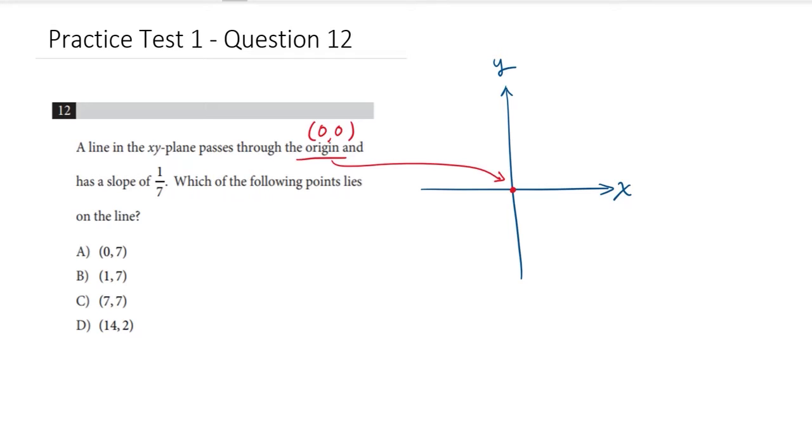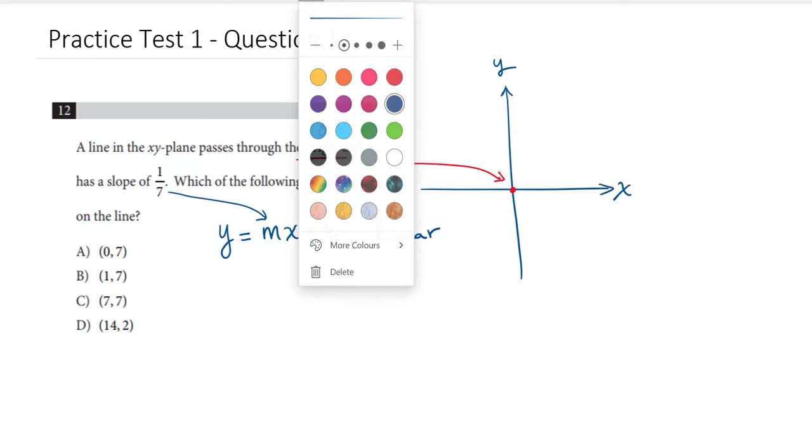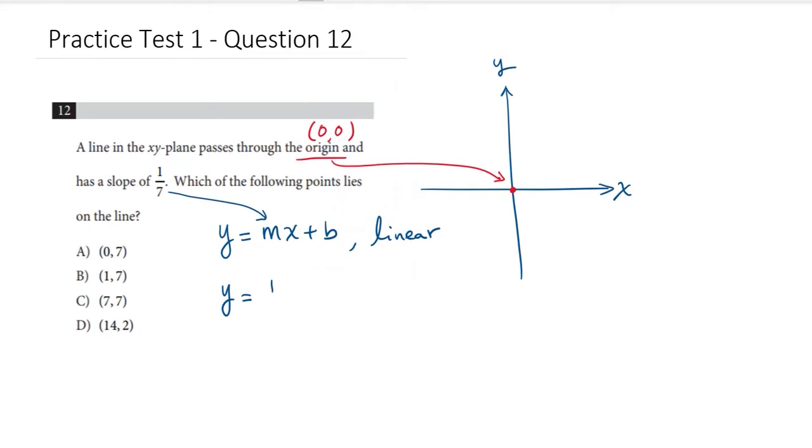So it's the linear equation or linear relation. So starting with the basic form of the linear function, y is mx plus b. So that's the linear. And the m is the slope. So that means 1/7 will go into the place for m. And we don't know what the b is, but we can figure that out. So the equation is y is 1/7x plus b.